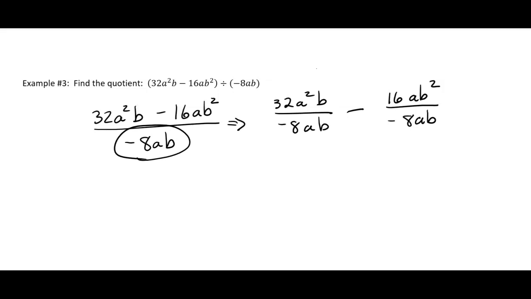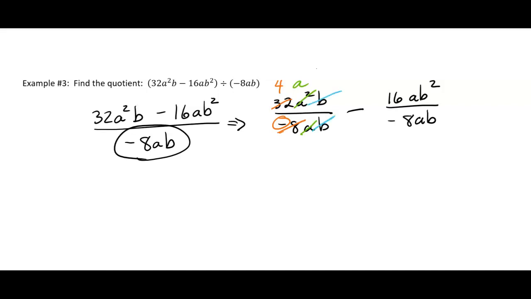Okay, now we go through and we do each one individually, kind of like what we did on the last video. So my first one, I'm going to have a negative sign. So keep it negative. 8 goes into 32 4 times. I'm going to have that a cancel with one of those a's, so I'll have an a there. And then the b's, those are just going to cancel out.